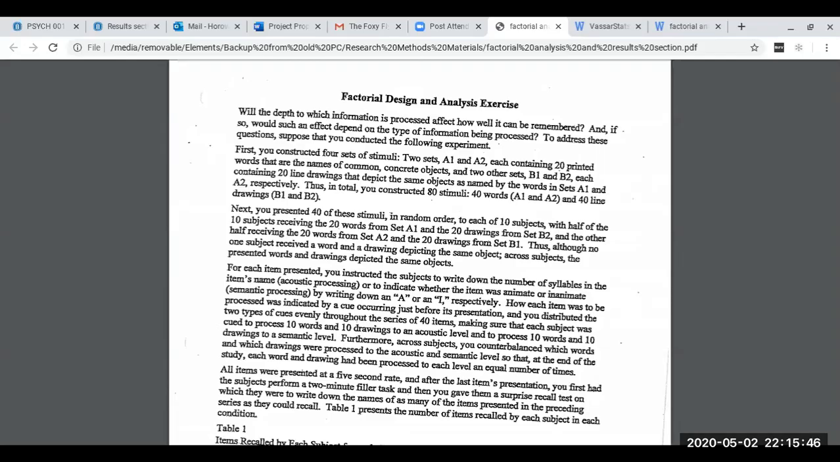Furthermore, across subjects, you counterbalanced which words and which drawings were processed to acoustic and semantic levels so that at the end of the study, each word and drawing had been processed to each level an equal number of times. So let's stop there and analyze for a second.